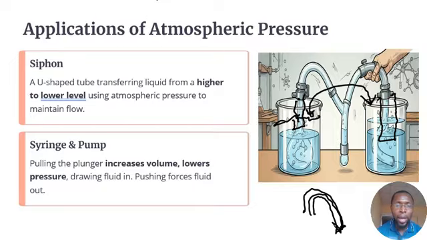We can also apply atmospheric pressure in a syringe and in a pump. The way a pump works too is with atmospheric pressure. The pump has to be positioned in a way that the pipe or the hose inside it has to be in this U shape where one side will be longer than the other, and the longer side is where the liquid goes into, because that's where you have the effect of atmospheric pressure being higher.